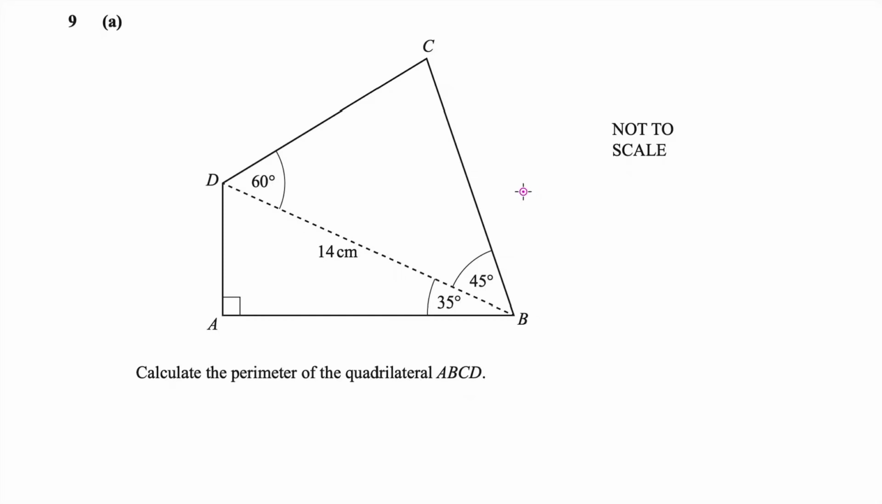Hello friends, welcome back. In this question, we are going to look at question number 9. And so let us start. So there is a quadrilateral given and we need to calculate the perimeter of the quadrilateral. So how do we calculate it?